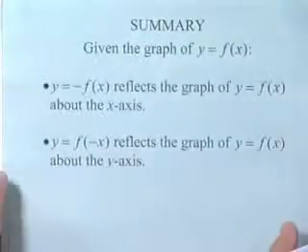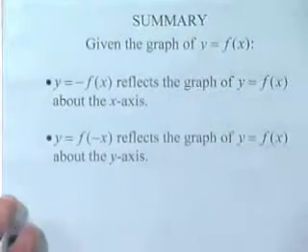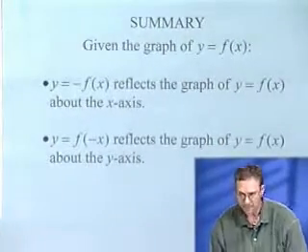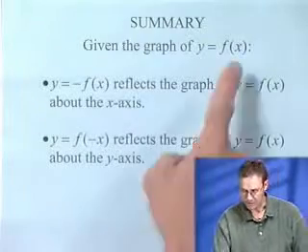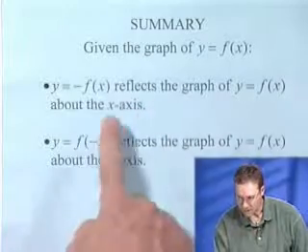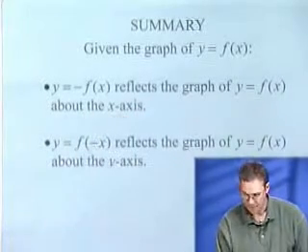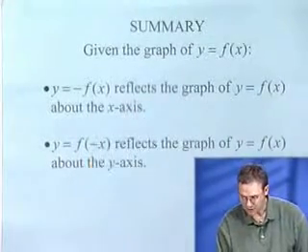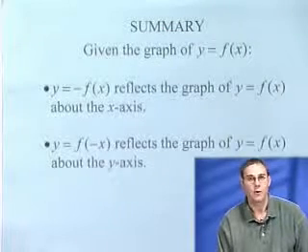So let's summarize. You might want to write this down. Here's a summary of what we just have done. Given the graph of y equals f of x, if you put a negative out in front, that's going to reflect the graph about the x-axis. A negative inside the function will reflect the graph around the y-axis.